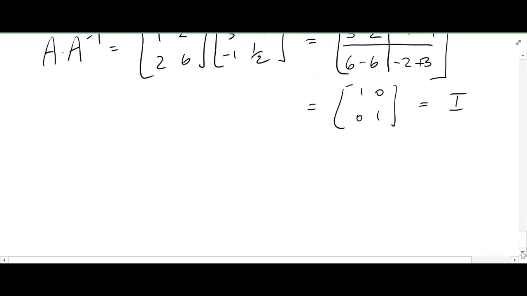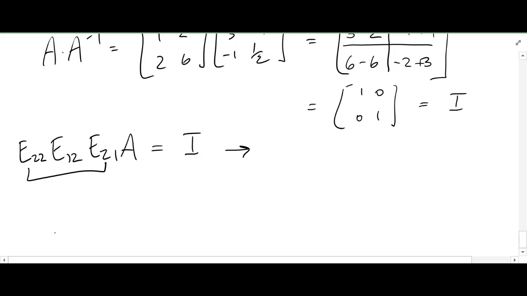So in summary, basically what we did is we took A, we multiplied both sides by some elementary matrices. On the left, E21, E12, and then like E22. We multiplied these on the left of A, and we ended up with the identity matrix. And so if we multiply, well, this product is A inverse. So the inverse of A is just the product of these elementary matrices.